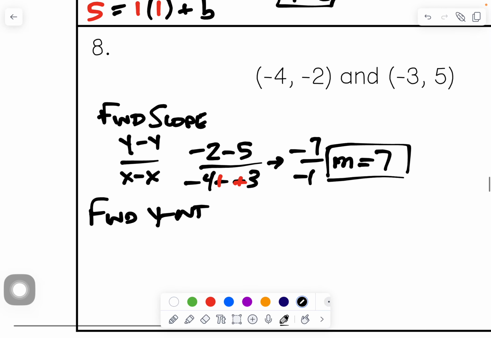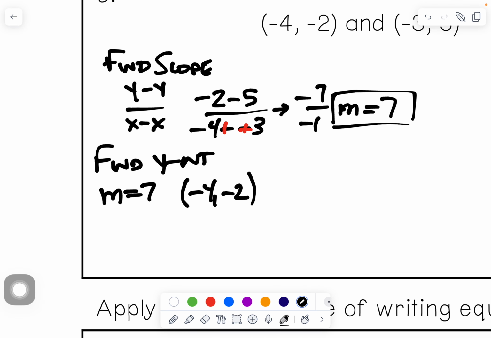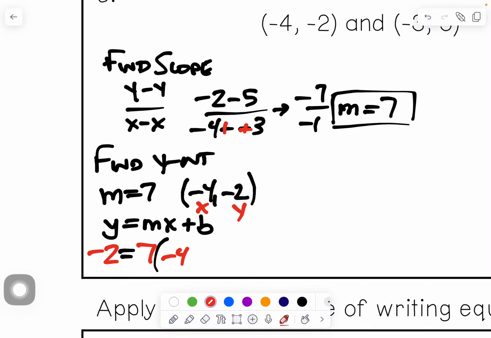I could choose either point, doesn't matter to me. I have m as 7, I just found that. I'm going to choose negative 4, negative 2. So I'm going to plug all these things into y equals mx plus b, plugging in each of these where it goes. That's my x number, that's my y number. So negative 2 equals 7 times negative 4 plus b.